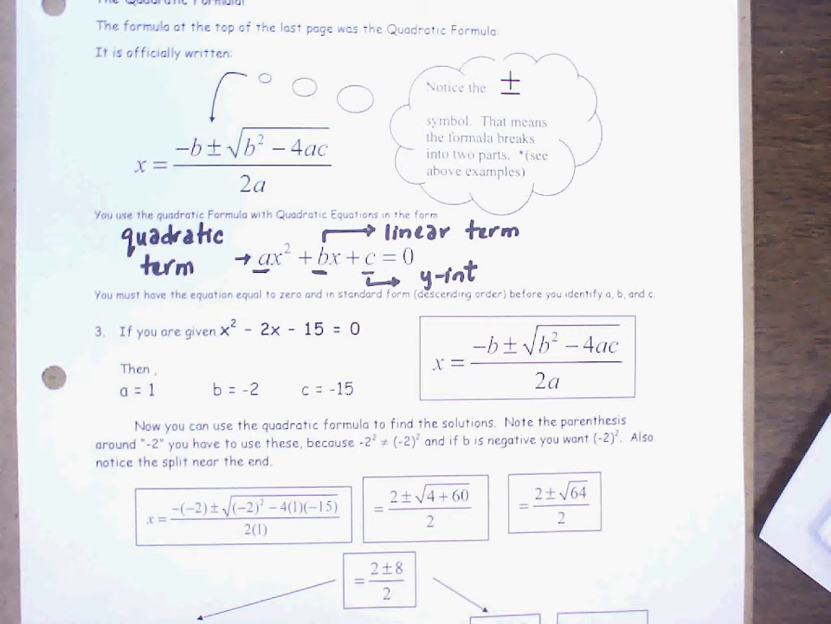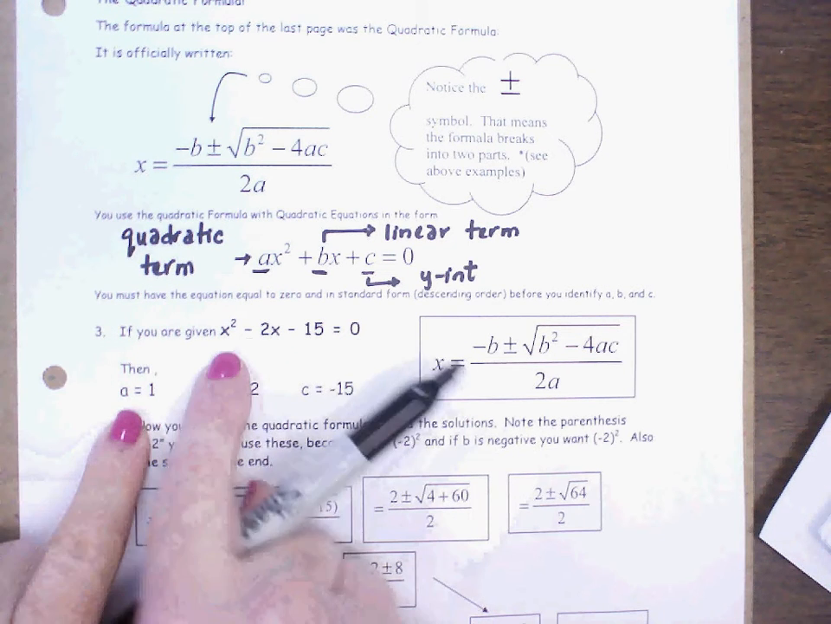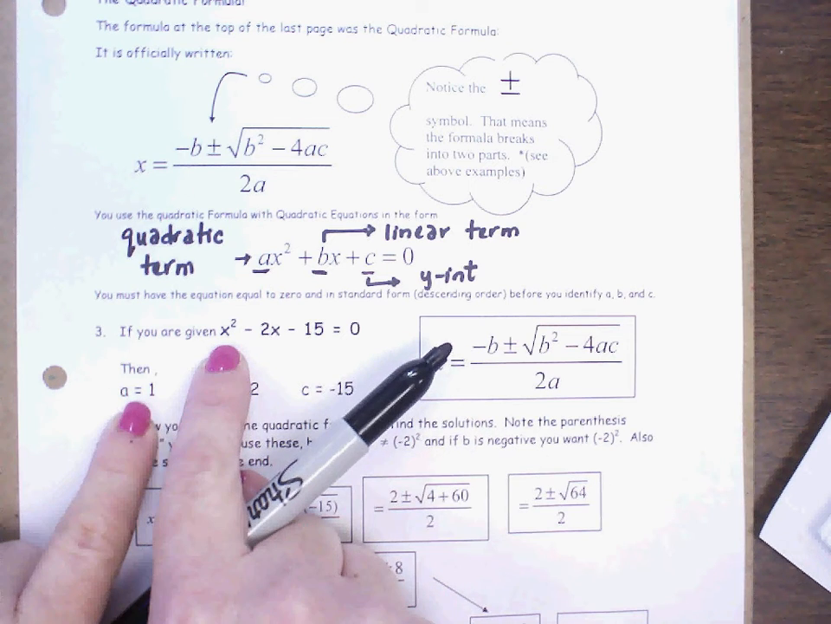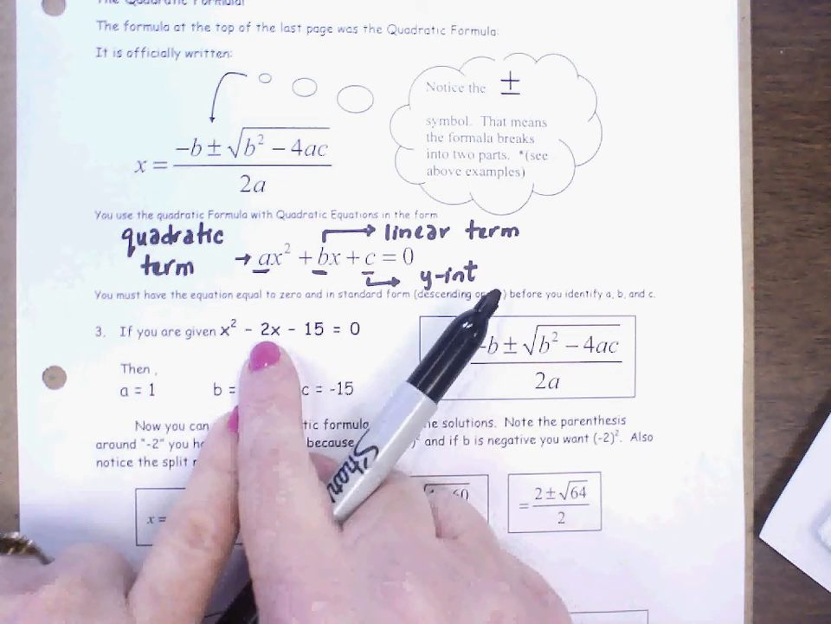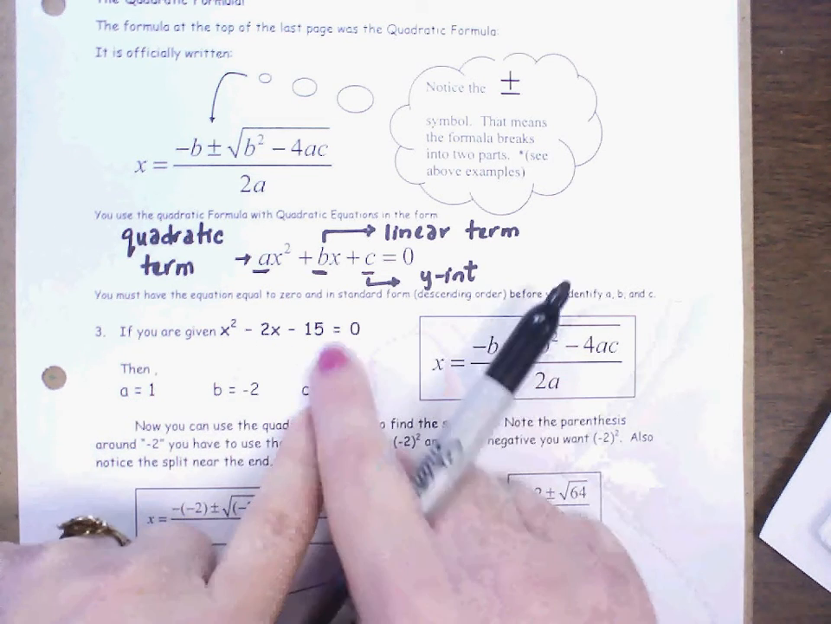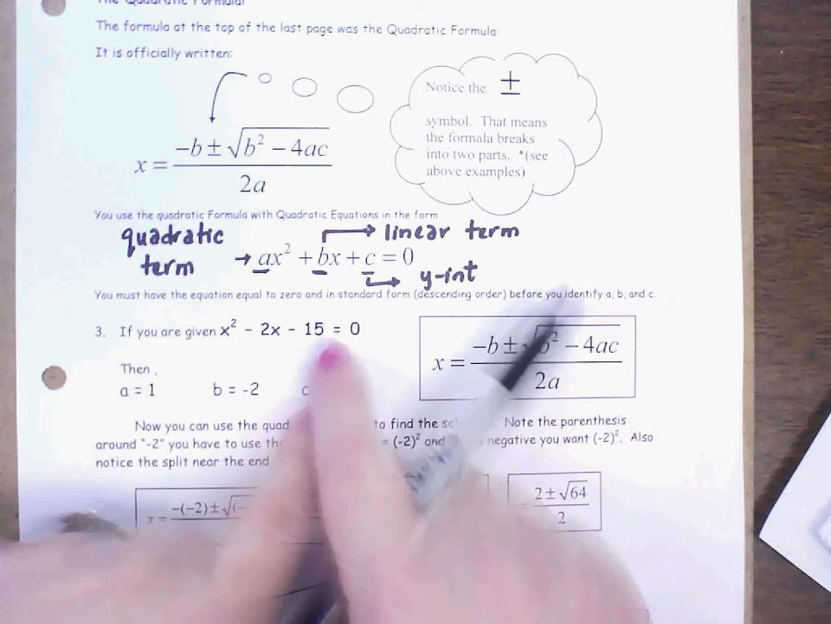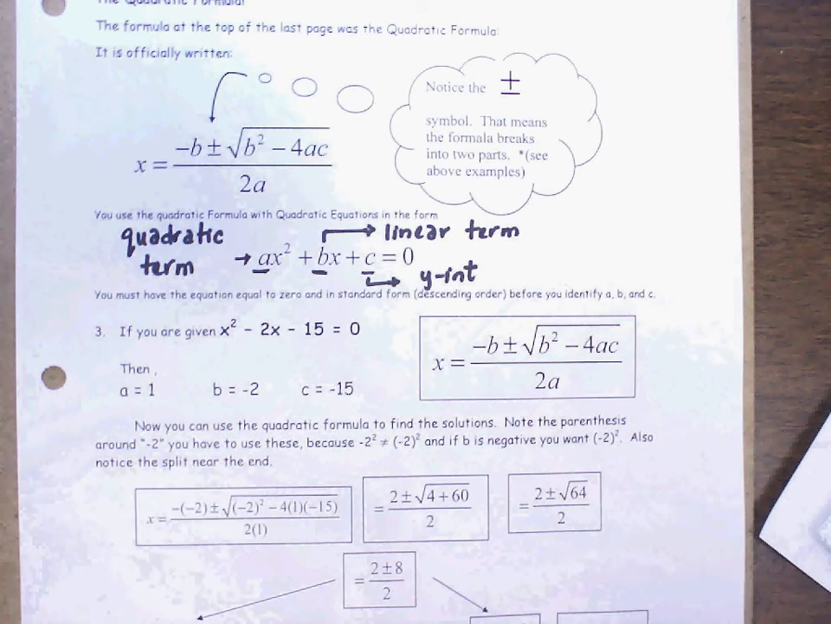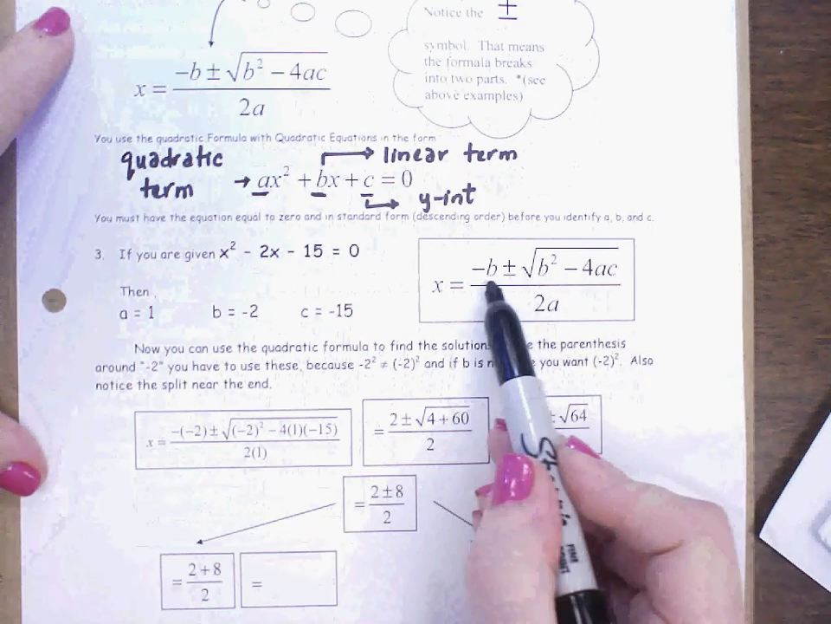All right, so the first thing that you need to do is make sure that the equation is in standard form, which means quadratic, linear, and then number, right? X squared, then x, and then the number. So once you've done that, you identify what your A is. In this case, A equals 1, B equals negative 2, and C equals negative 15. And you get that from the standard form of the quadratic function, okay?